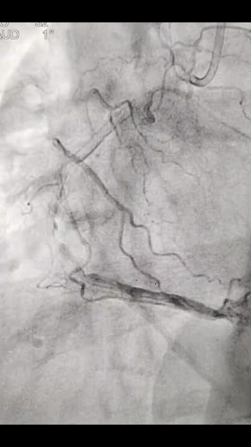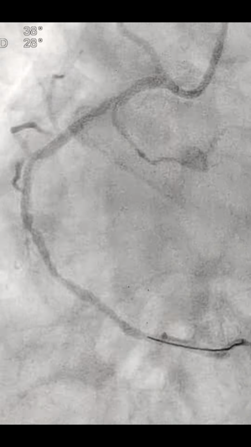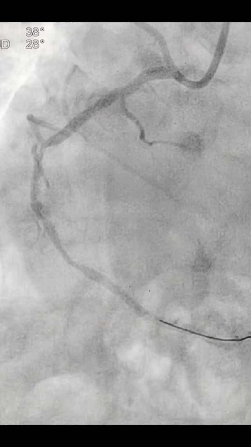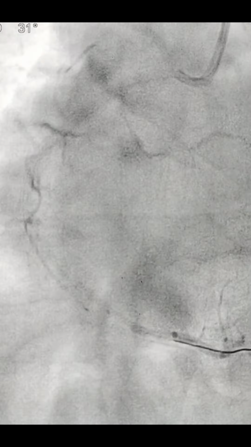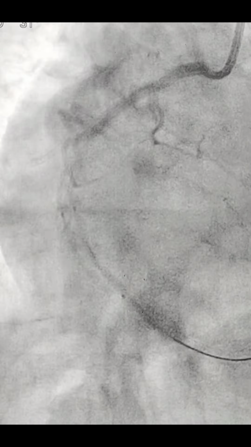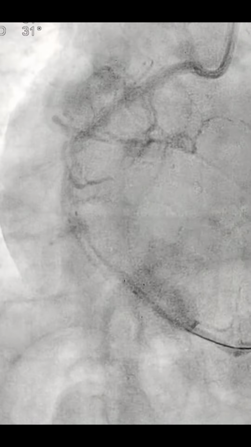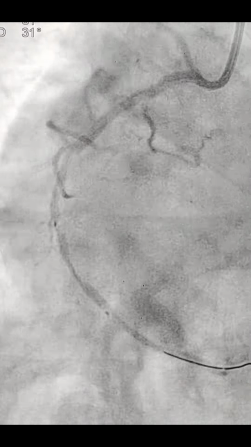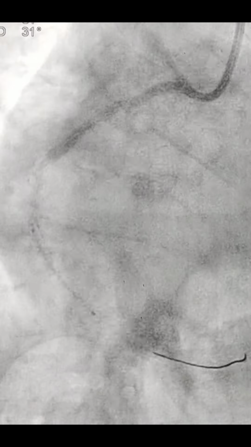So this was a right radial route approach. We took a BMW PTCA wire and we crossed the wire in the lesion. As there was a long stent earlier, we thought of putting two small stents. One is in the distal part of mid RCA and the second is the proximal mid part of RCA. So this was the first stent.